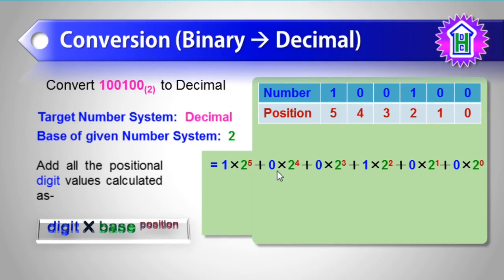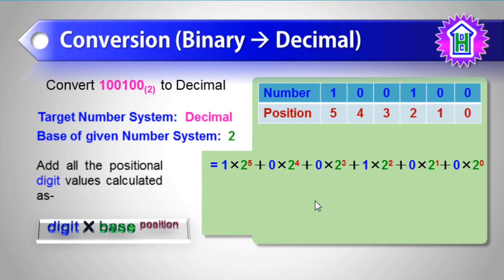Similarly, for the next value it will be 0 into 2 to the power the position, which is 4. For this value it will be 0 into 2 to the power 3, plus for the second position it will be 1 into 2 to the power 2, plus for the position 1 it will be 0 into 2 to the power 1, and for the 0th position it will be 0 into 2 to the power 0. Now this is for the first time we are converting binary to decimal.